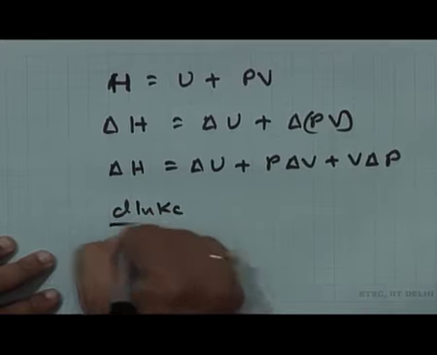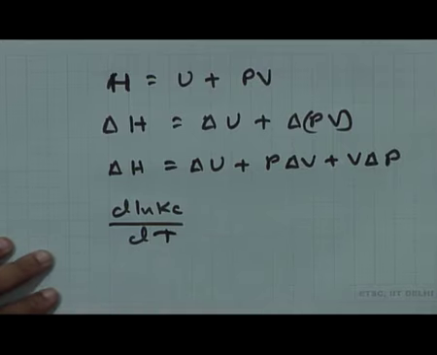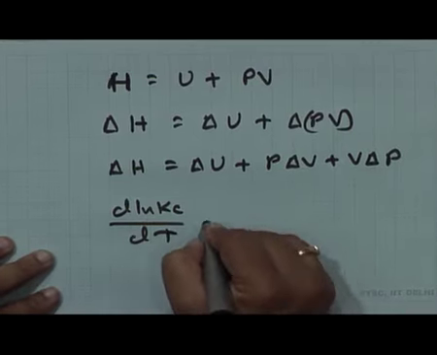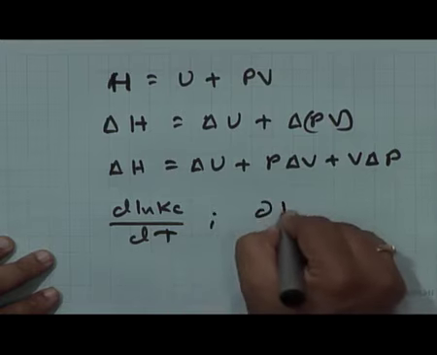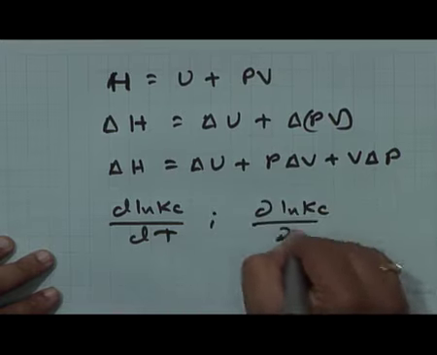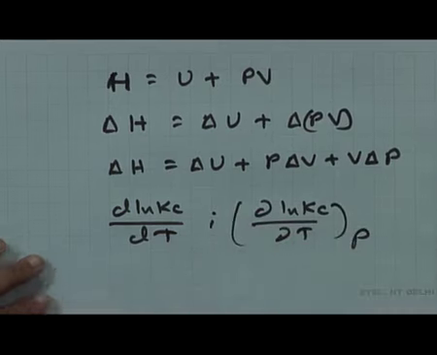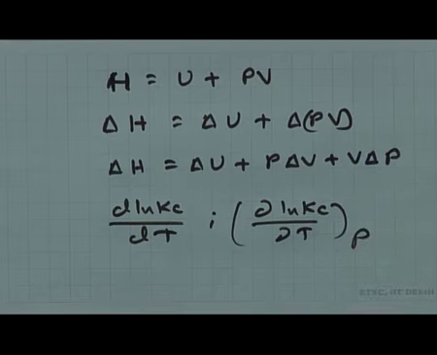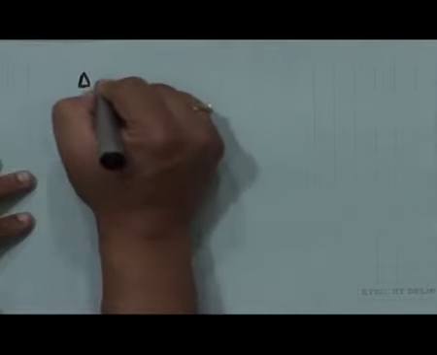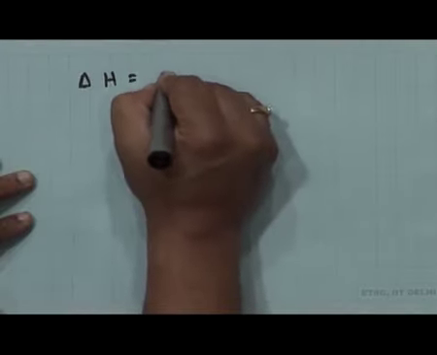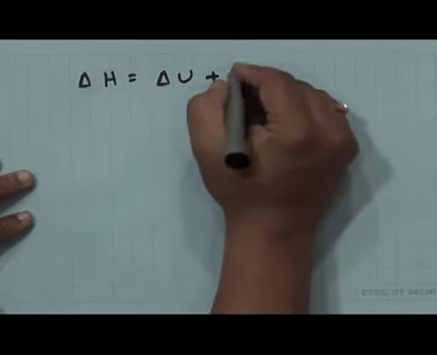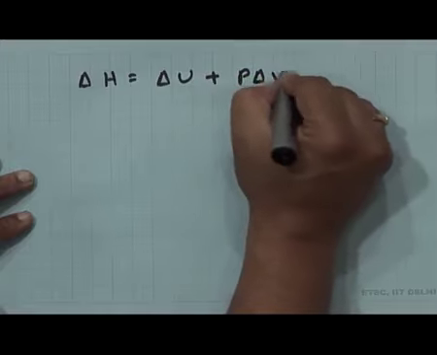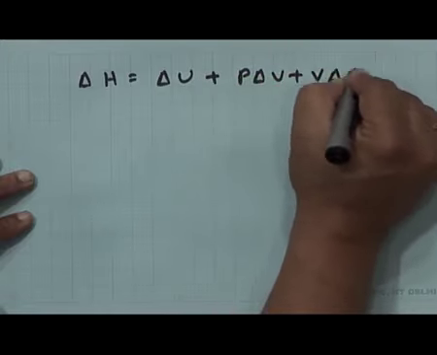d ln kc over dt, which I had written as a partial derivative initially. So, it was del ln kc over del T at constant pressure P. Because it is constant pressure, del P should be 0. So, let us now rewrite this. I can write again delta H is equal to delta U plus P delta V plus V delta P.